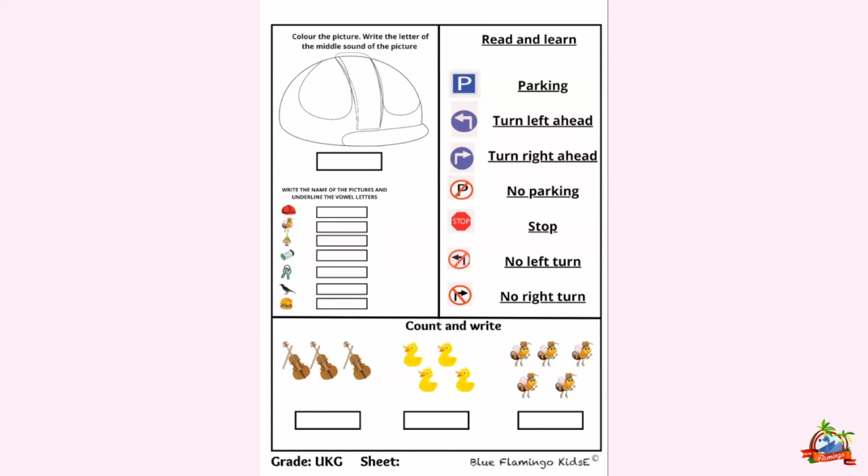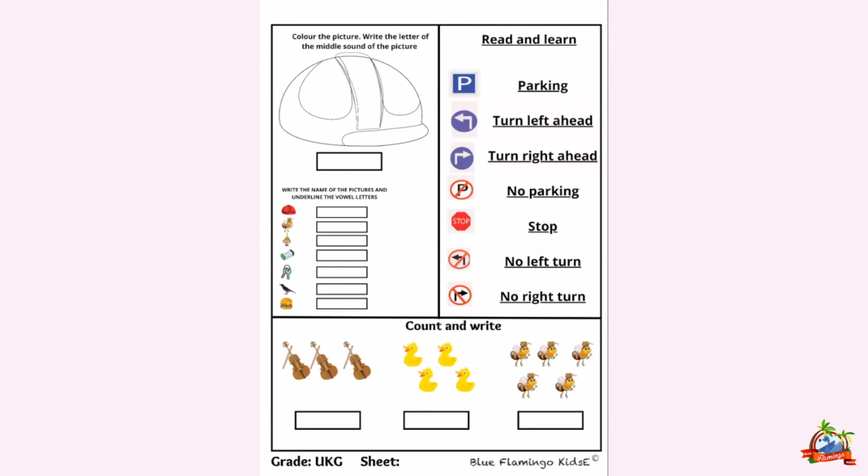Let's see our last section, which is of EVS. Read and learn. In this, we have to learn about some signs. Okay, so कुछ boards हैं यहाँ पर, अलग-अलग signs के boards हैं, some sign boards which are used for travelling. जब हम travel करते हैं, कहीं जाते हैं by road, तब आपको उस समय ऐसे अलग-अलग signs के boards जरूर दिखते होंगे, on your way.